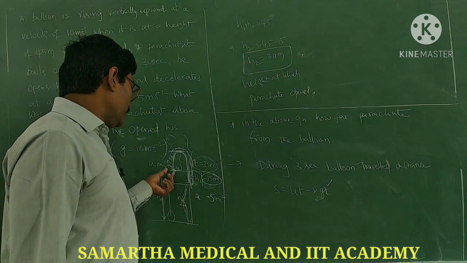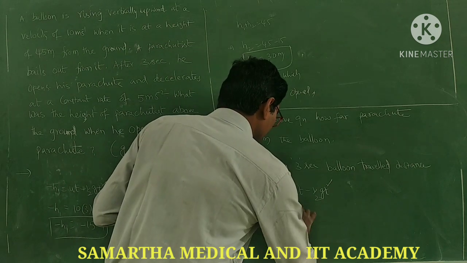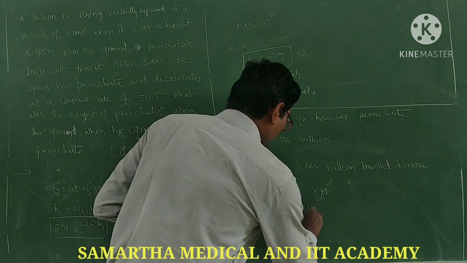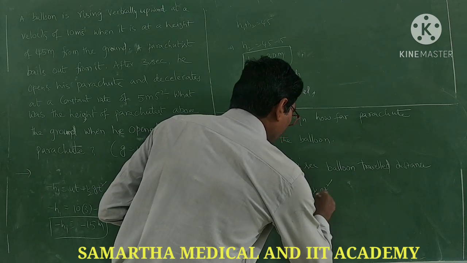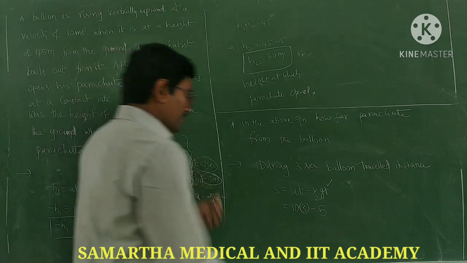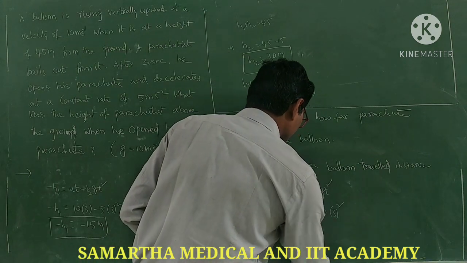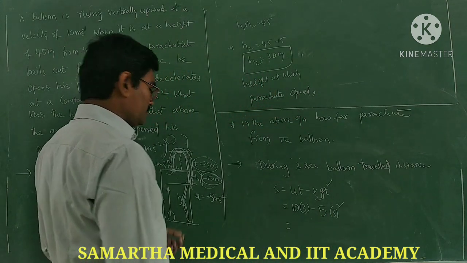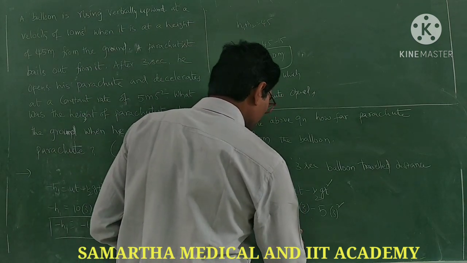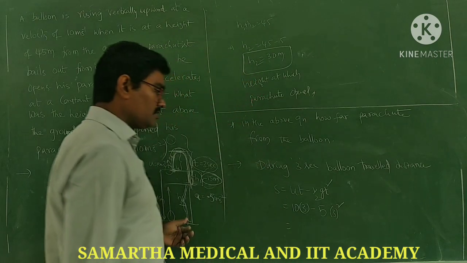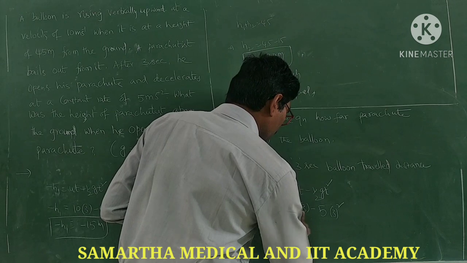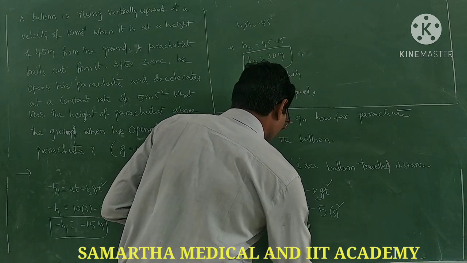What is that u? 10. T, for how long are you taking? 3 seconds. So 10 into 3 minus 5 into t square, 3 square, which is 9. So 30 minus 45. Correct? Distance covered is equal to what? Minus 15 meter.